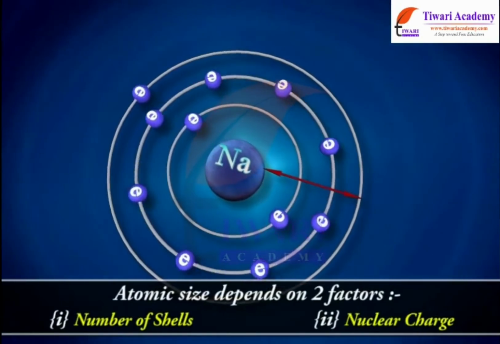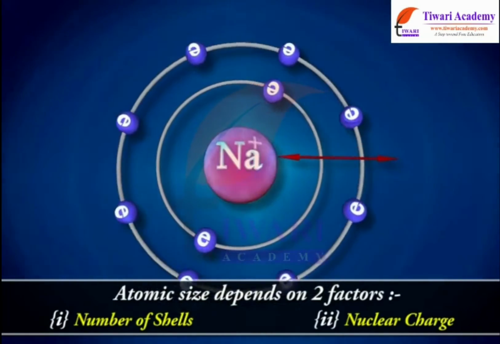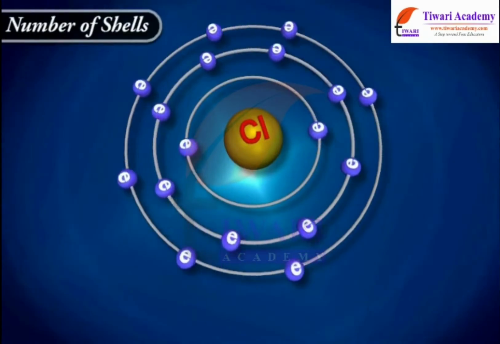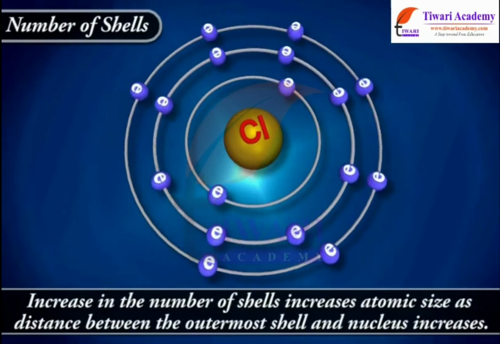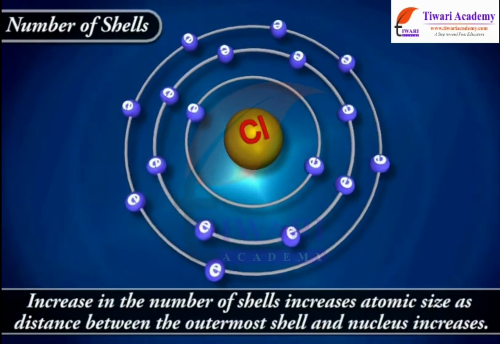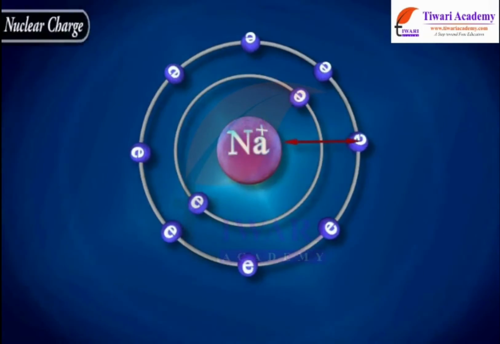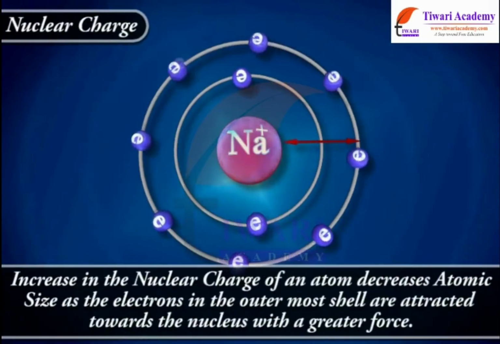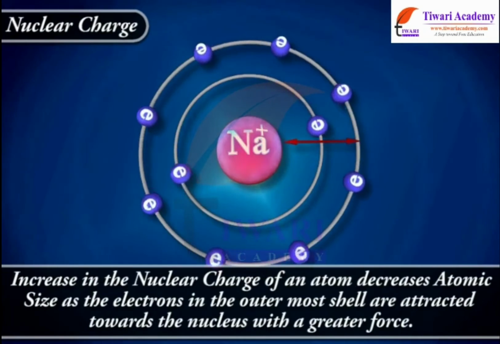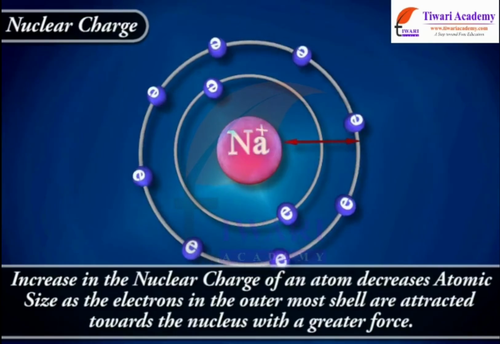Atomic size depends on two factors. 1. Number of shells. 2. Nuclear charge. Number of shells: increase in the number of shells increases atomic size as distance between the outermost shell and nucleus increases. Nuclear charge: increase in the nuclear charge of an atom decreases atomic size as the electrons in the outermost shell are attracted towards the nucleus with a greater force.